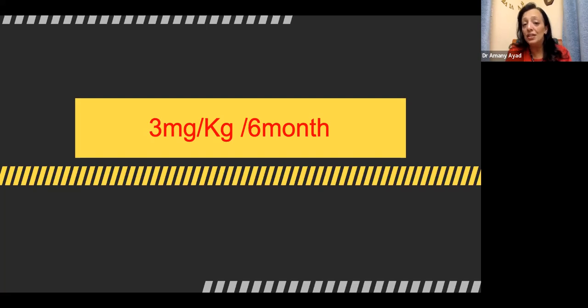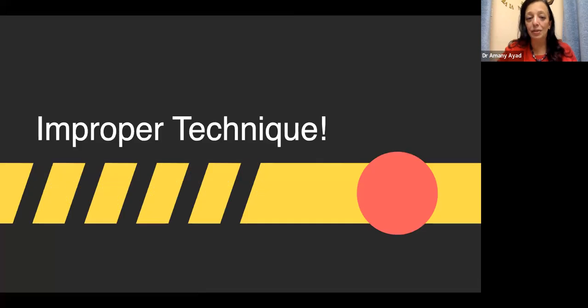Why do we mention it in 6 months? Because we have to calculate the number of interventions. Sometimes you get the patient for repeated injection. So it's a cumulative dose. You need to check the dose and multiply by the body weight per 6 months.